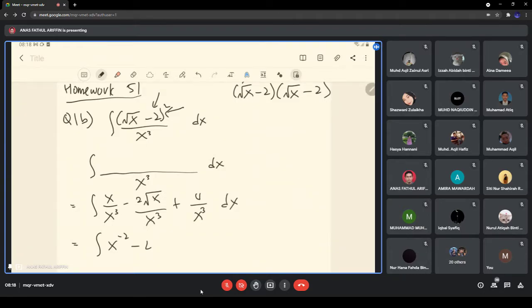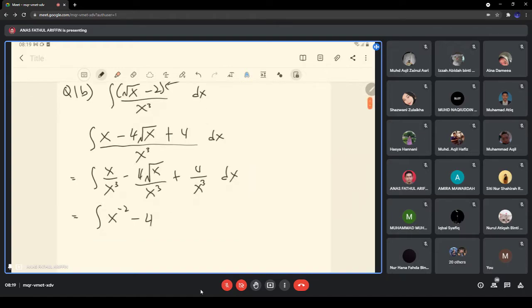Okay. Square root of x squared. So we have x. And then square root of x multiply -2 and then multiply by 2. So we have -4 square root of x. And then plus 4. So this one actually 4 instead of 2. So we have 4, and then x power of -5/2, and then plus this one also 4, but 4x power of -3 dx.